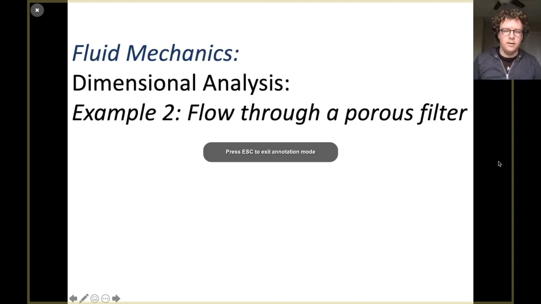Class, Adam Ward here. Want to talk to you about a second example of using dimensional analysis. In this case, we're going to work through an example that includes flow through porous media.